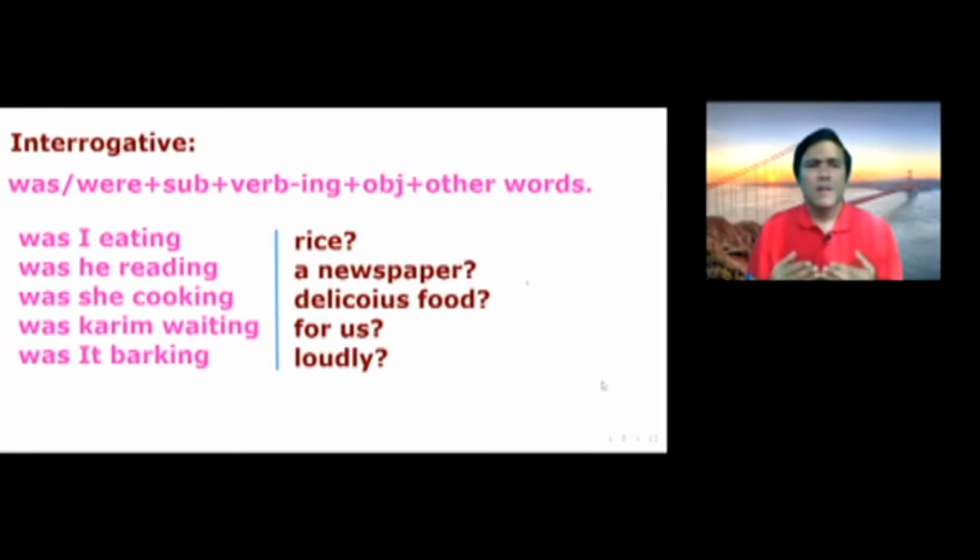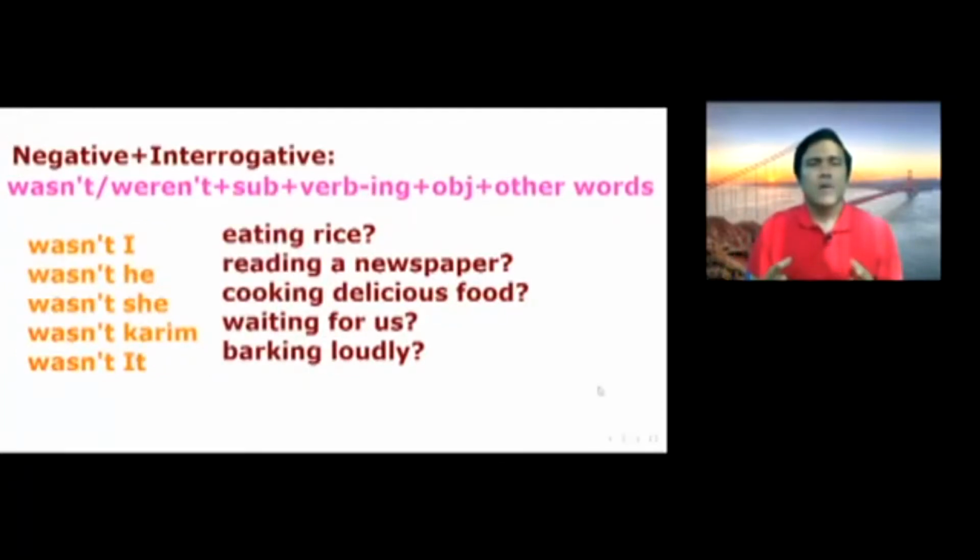So, we have seen the form: was or were plus subject plus verb-ing plus object or other words. Now we can make negative interrogative sentences following this form.